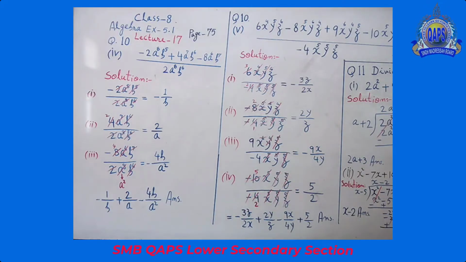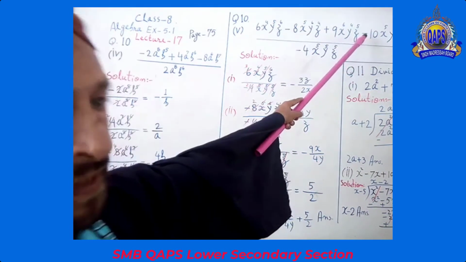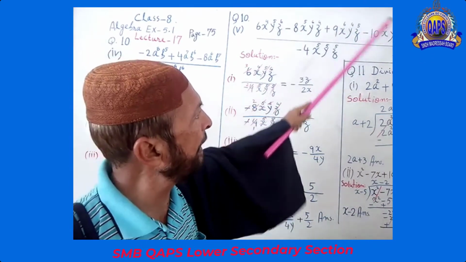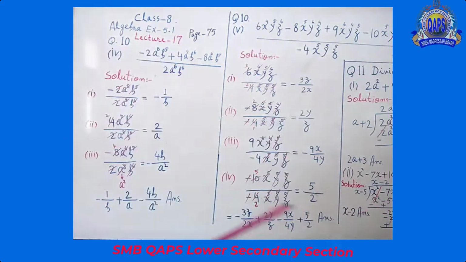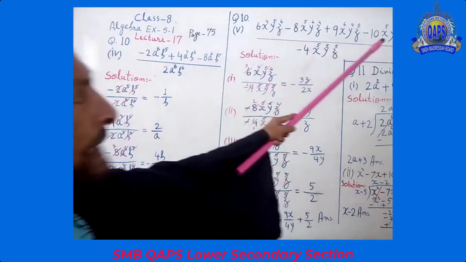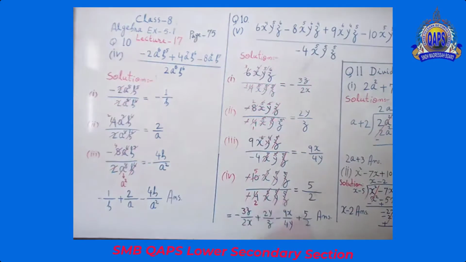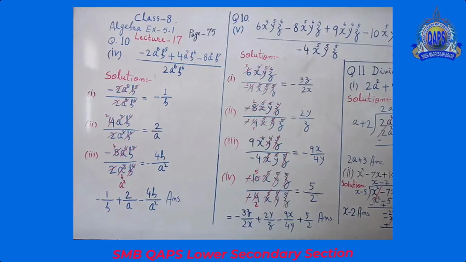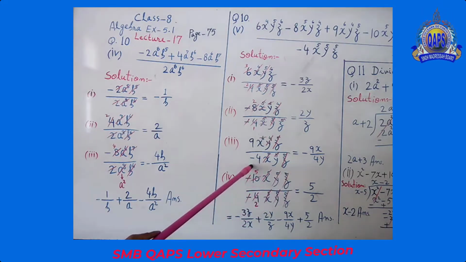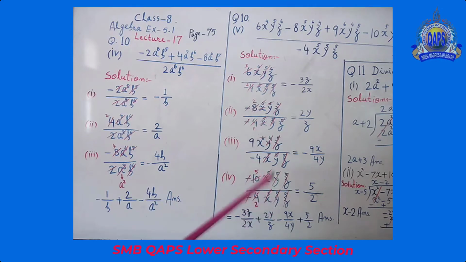Understand? Part number 4. Minus 10x 5y5 z5. I wrote it over here. Divided by minus 4 x5 y5 z5. You see, minus cancelled. 2 the 4, 2 5 the 10. x5 cancelled. y5 cancelled. z5 cancelled. Answer is 5 upon 2.